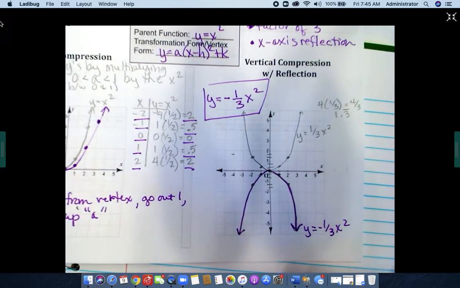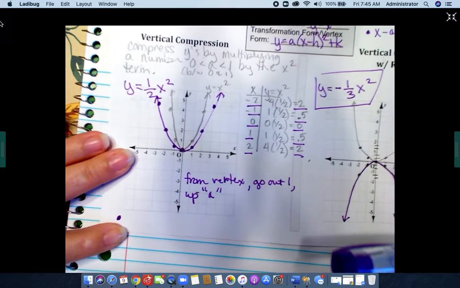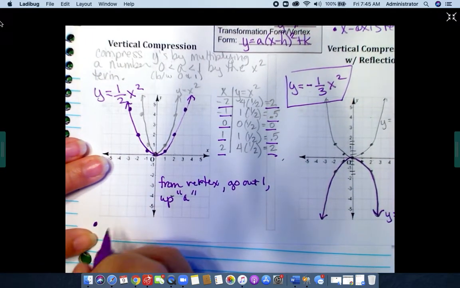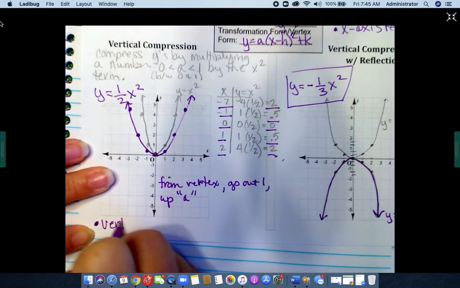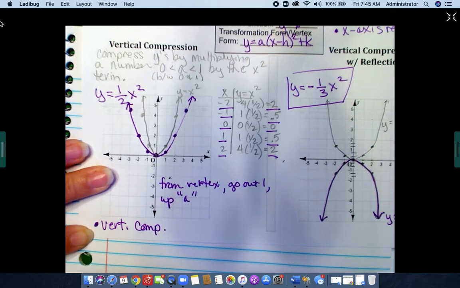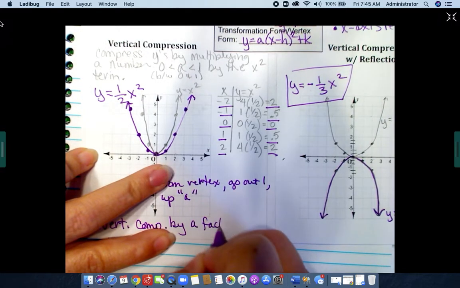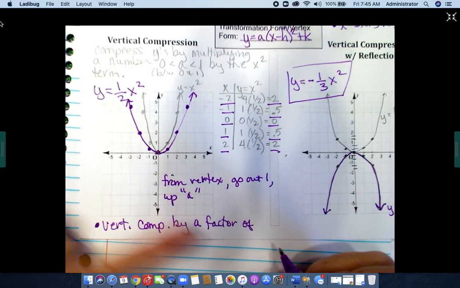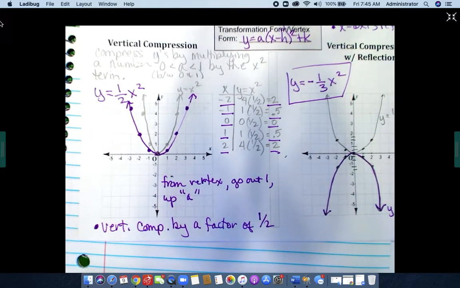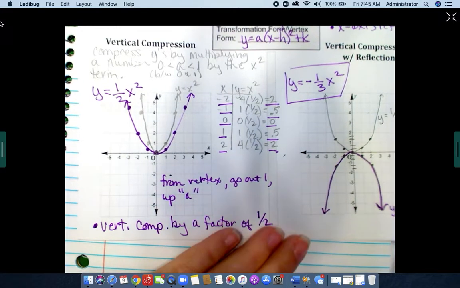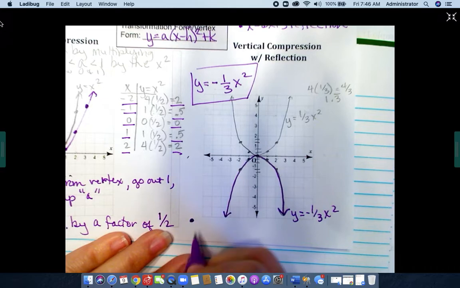All right, so back to listing these transformations. If I were to ask you to list these transformations, so I'm going to go over here to the left again, we would say there was only one thing. There was a change to the a value, so this was a vertical compression, so you can abbreviate it like so, by a factor of, and what is that factor? A. So that's all you would do. Vertical compression by a factor of 1/2. If you want to pause it and try the next one, you can do that.